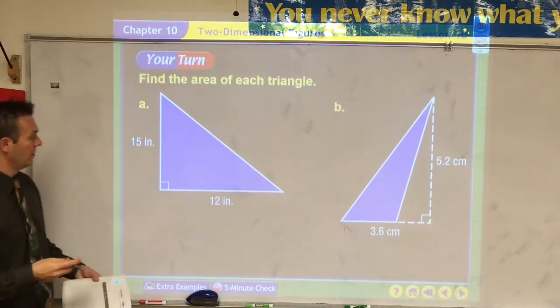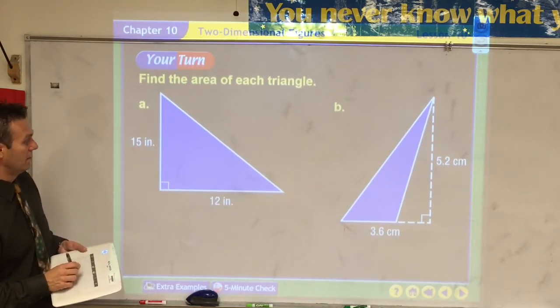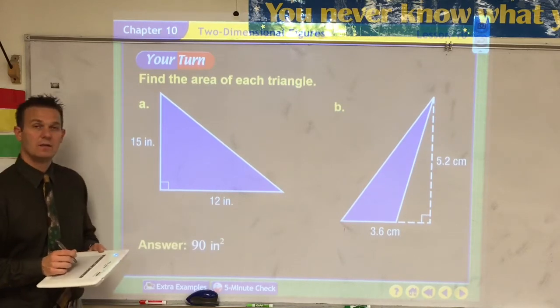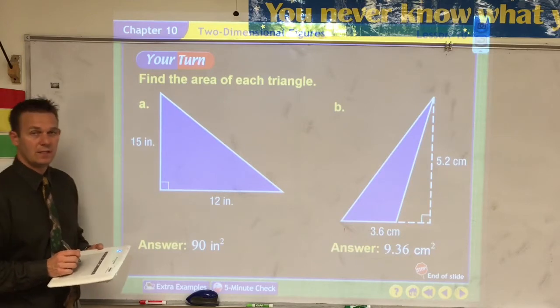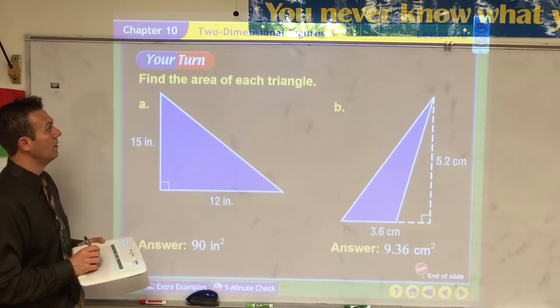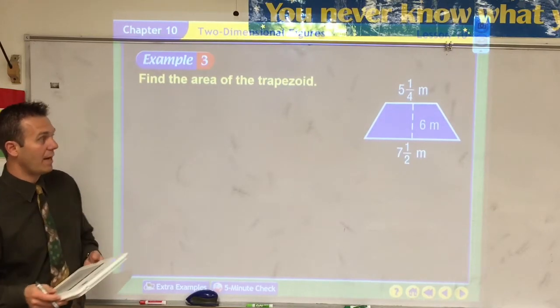And your answers, the first triangle, you should have got 90 inches squared, and the second one would be 9.36 centimeters squared. All right, the next formula you need to know is the area of the trapezoid.